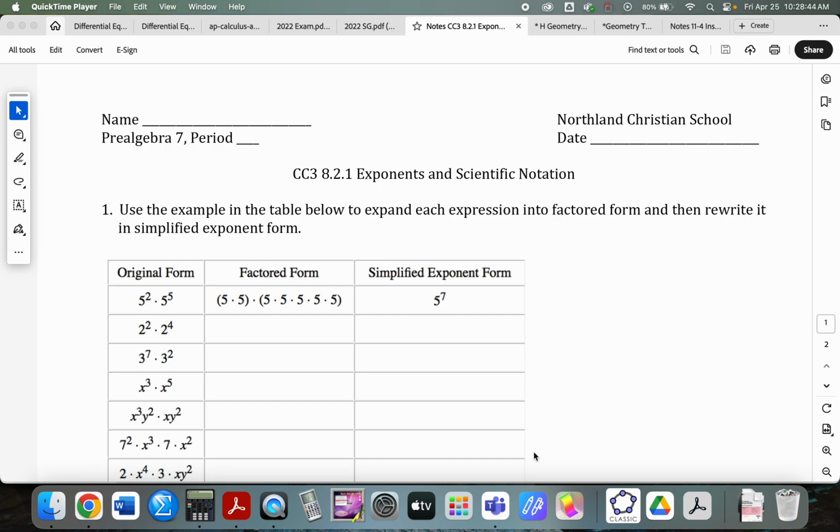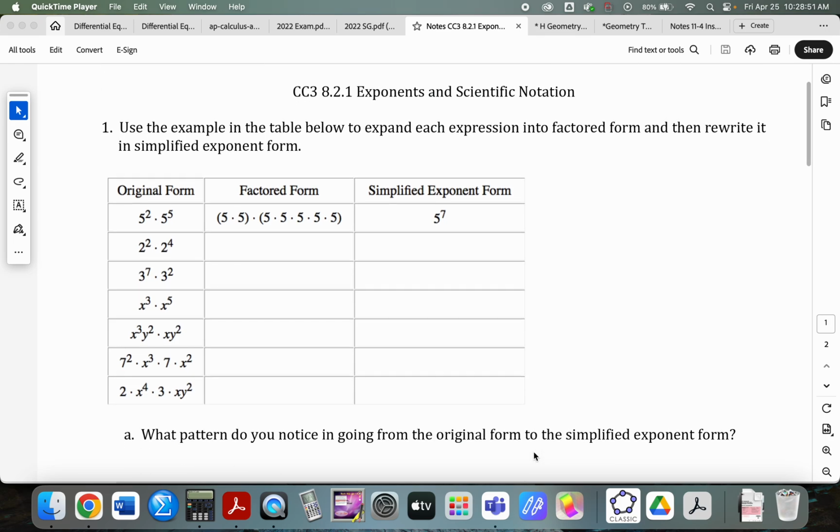Today we're going to look at exponents and scientific notation. So here at first we're going to start talking about how to use exponents. The exponent is the number that's placed on the base.